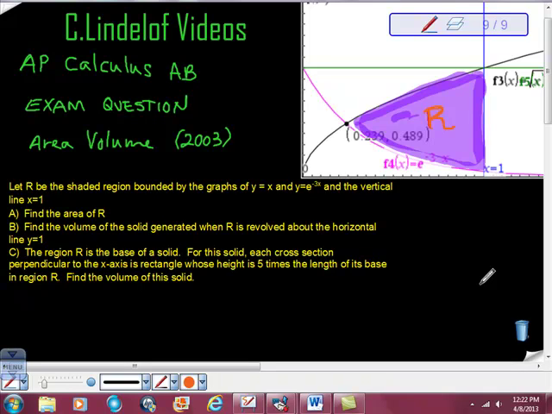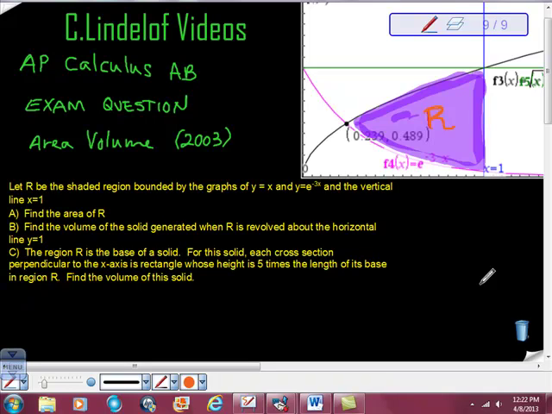Okay, AP Calculus AB. This is an exam question, area and volume, off the 2003 exam. I want to remind everyone that this type of question has shown up on every single AP Calculus exam for the last 10 years. So there's no way that you're not going to see this, so you should be prepared.